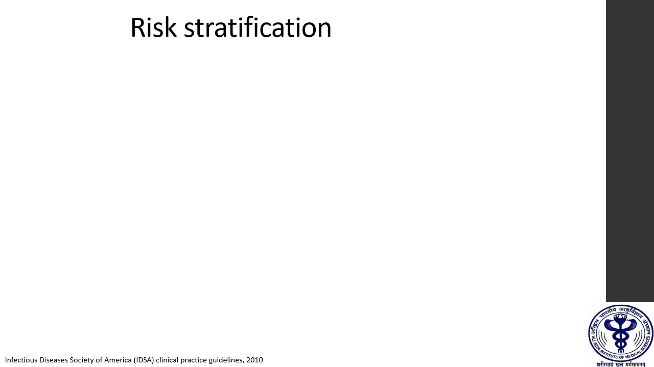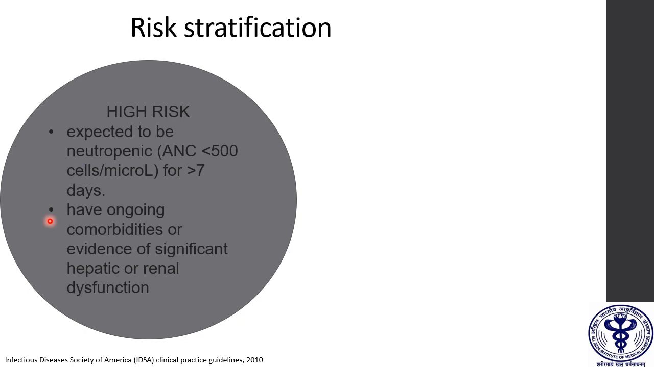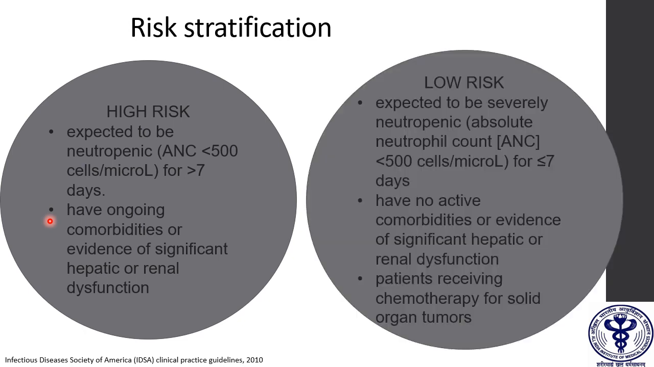We might simply, on a day-to-day basis, do the risk stratification based on clinical criteria. The clinical criteria include high-risk patients to be classified as those who are expected to be neutropenic for more than 7 days and have ongoing comorbidities or evidence of significant hepatic or renal dysfunction. Similarly, low-risk patients are those who are expected to be severely neutropenic for less than or equal to 7 days and have no comorbidities or evidence of significant hepatic or renal dysfunction. Finally, those who are receiving chemotherapy for solid organ tumors are also usually classified as low risk.